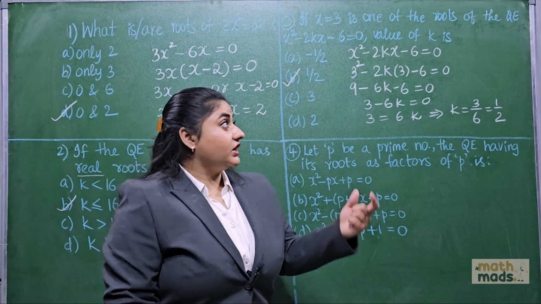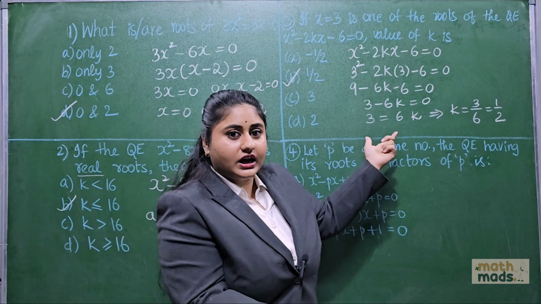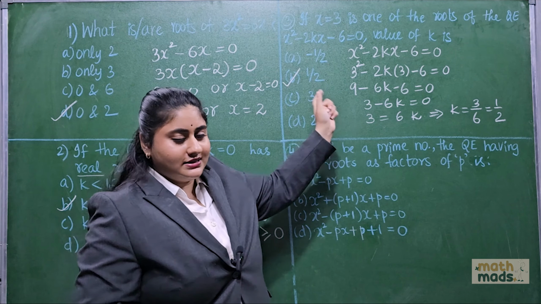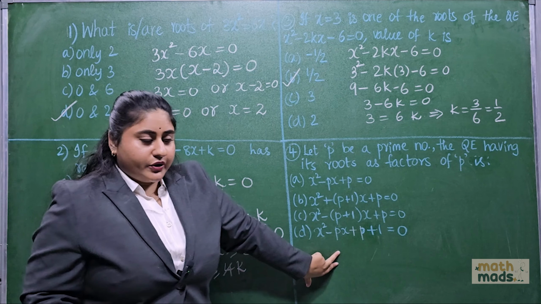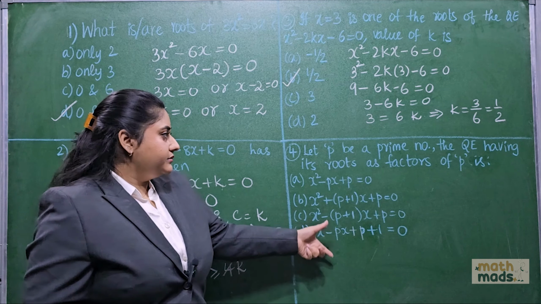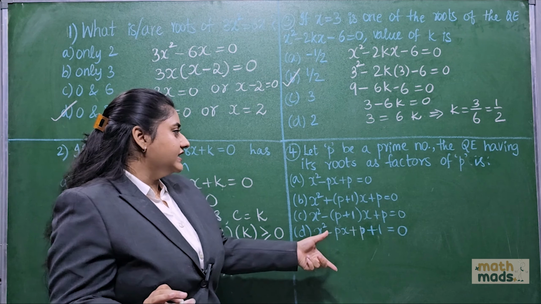So whenever they give one of the roots and they ask you to find the other root, or they ask you to find the value of unknown, just substitute that in the given quadratic equation. It's very simple. Now, this question has been repeated many times, and it's one of the questions that can confuse you, but let me tell you, it's very simple.